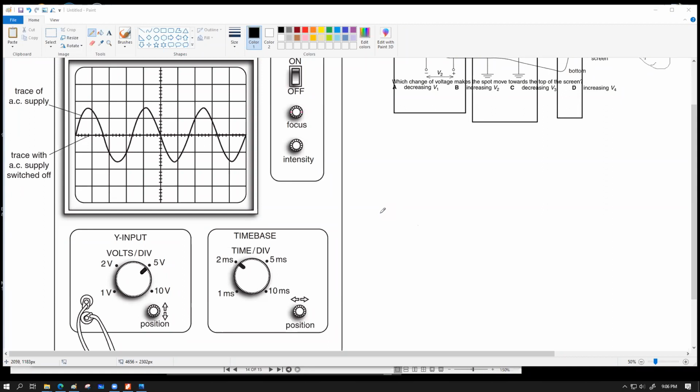The trace would not move back and forth in both directions, because the trace moves along the x-axis, or the horizontal axis, by sweeping from one end to the other, then jumping back to the starting end. Then it sweeps again from left to right, and then jumps from right to left. That's one of the properties of how this works.